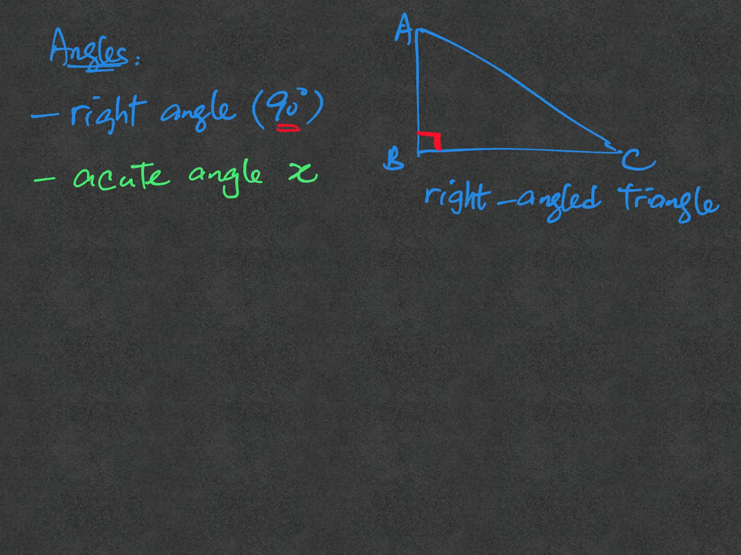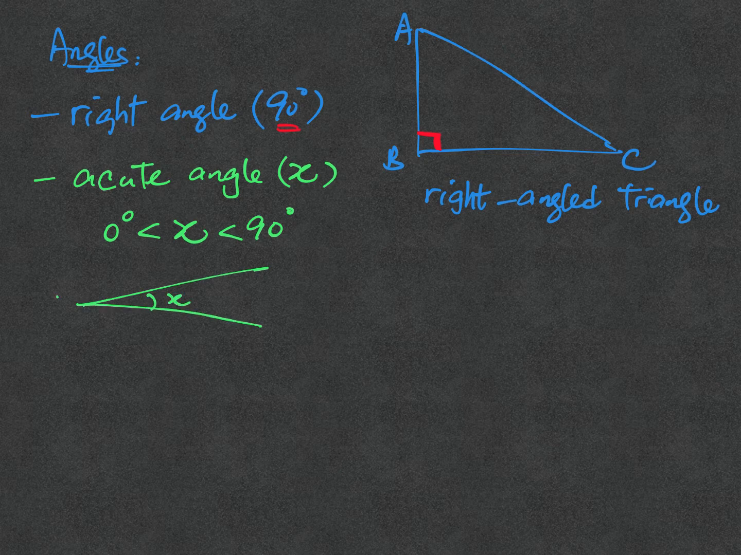For example, we call it X. This acute angle means that the angle is sharp enough. That means it's a very small one, ranging from 0 degrees to 90 degrees. For example, X can be this very sharp one at point A. X can also be a bit larger at point A here, so this is also called an acute angle.